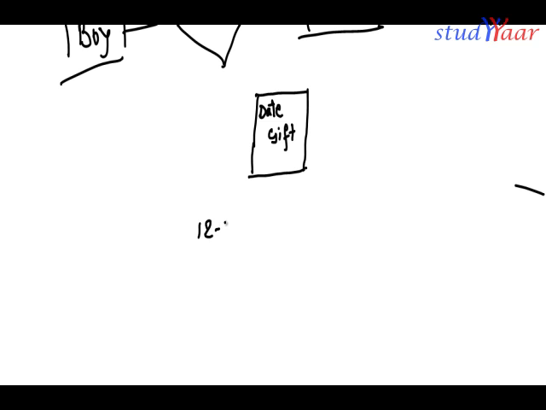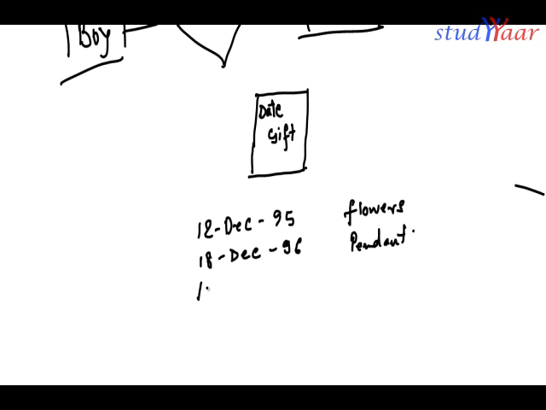So it would be something like 12 December 95, flowers; 18 December 96, a pendant; again 12 December, or rather make it 95, say a t-shirt.